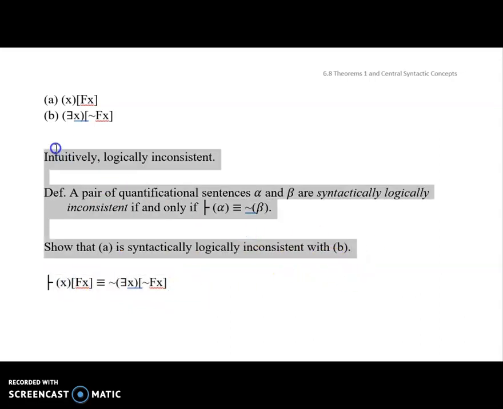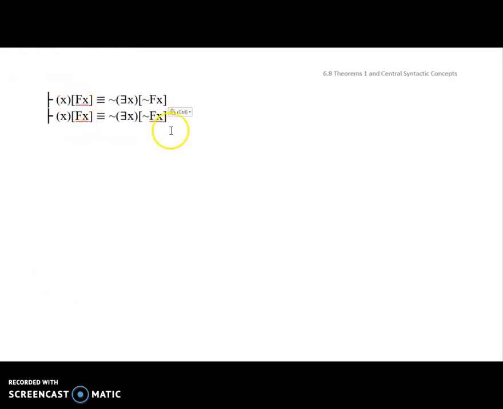So let's go ahead and see if you can do that now. Go ahead and show that this sentence here is a theorem of logic, thereby establishing that this sentence, everything is F, and this sentence here, something is not F, are inconsistent with one another. Pause now.